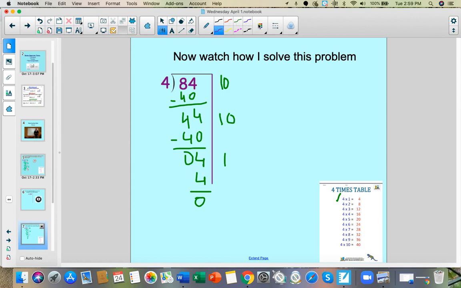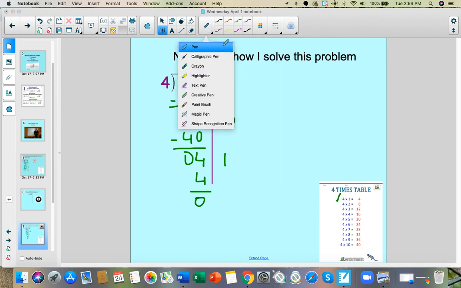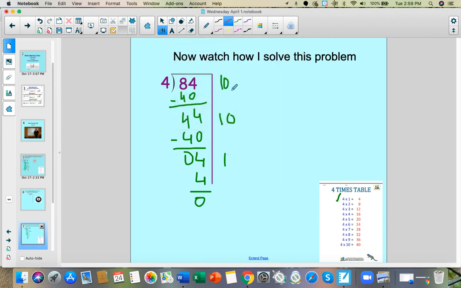Let us add these numbers. Okay. Let's go add these numbers. 10, 20. The answer should be 21. So if you got 21, you were absolutely right. Okay.